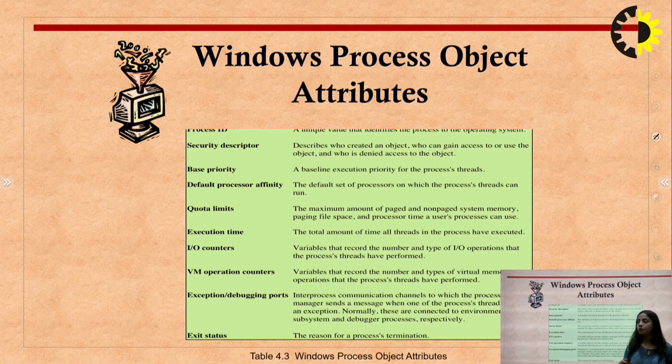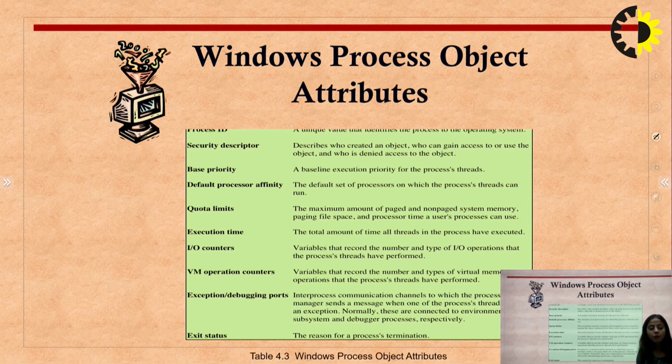Now the other attribute is base priority, a baseline execution priority for the process's threads. The third one is default processor affinity, the default set of processors on which the process's threads can run. The other one is quota limits, the maximum amount of paged and non-paged system memory, paging file space, and processor time a user's process can use. These are the quota limits, how much time a user process can use. Now the execution time. What is the execution time? The total amount of time all threads in the process have executed. The total amount of time taken by all the threads to get executed.